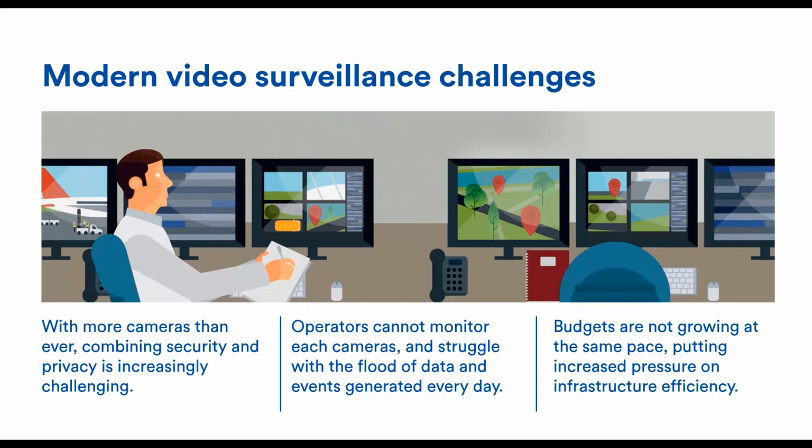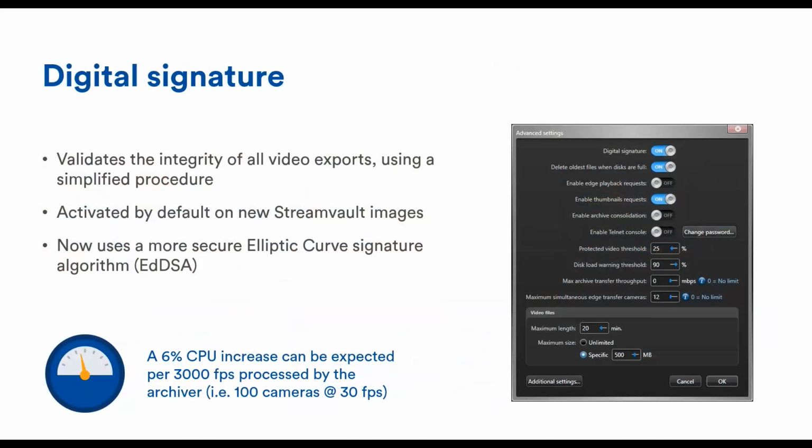If you can see everywhere, how do you ensure privacy? How do you ensure that operators do not use video for purposes that were not intended? Operators in charge of monitoring often struggle with the flood of data and events that they have to manage every day. And even with the advent of video analytics, keeping an eye out on everything happening on your premises can be very challenging. And the last challenge is a classic one. Even as organizations are expecting more cameras and more devices to be installed, budgets are not growing at the same pace. And what that means is that the infrastructure is pressured to be more efficient, to do more with that investment. To help tackle those challenges, we've introduced the new digital signature in Security Center 5.9.